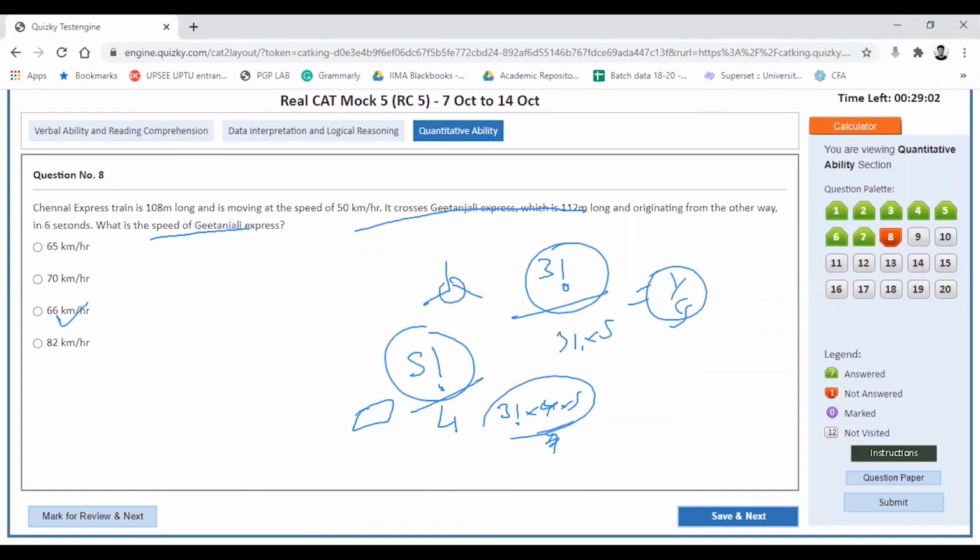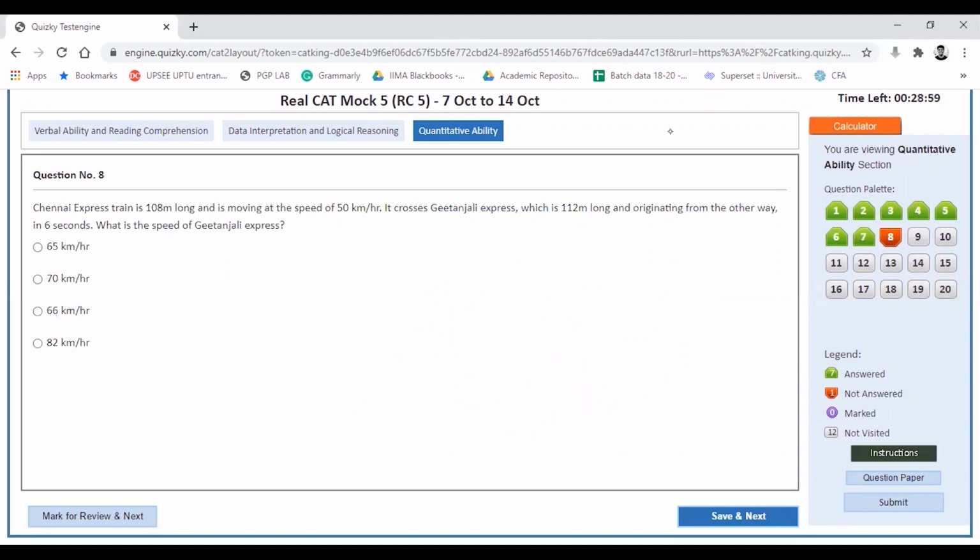Moving on, let me clear my screen. Chennai Express is 108 meters long moving at a speed of 50 km per hour. Another train, 112 meters long and moving from the other side, crosses in 6 seconds.